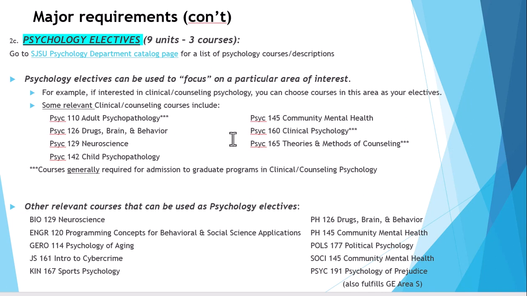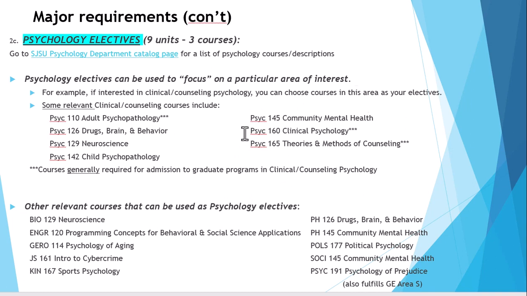So when you're choosing your electives and you have that goal in mind, maybe those are the courses that you might want to choose so that you can fulfill the psychology elective requirement, but also it will take care of you completing some required classes that many graduate programs in clinical and counseling require. Okay, you can do that for almost any area of psychology that you may be interested in.